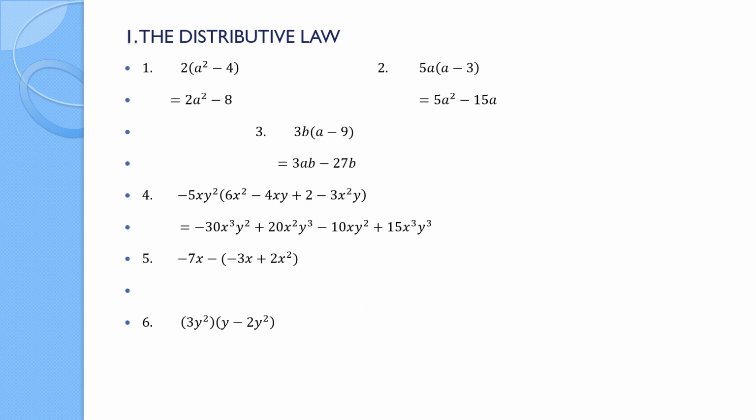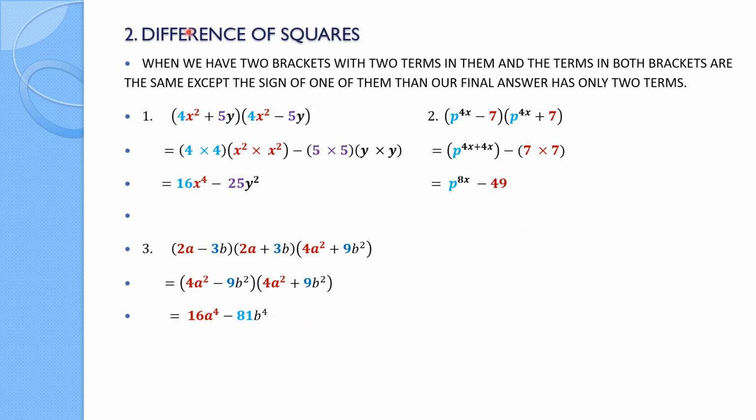Alright, let's look at the next set. So difference of two squares, or difference of squares, dots as you all call it. I must get used to your abbreviations. You have two brackets with two terms in them, and the terms in both brackets are the same, except the sign of one of them, then our final answer only has two terms.